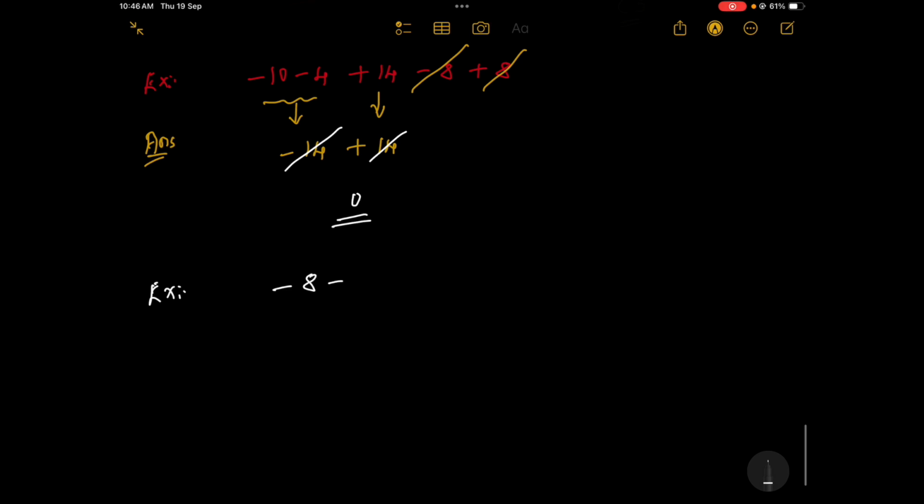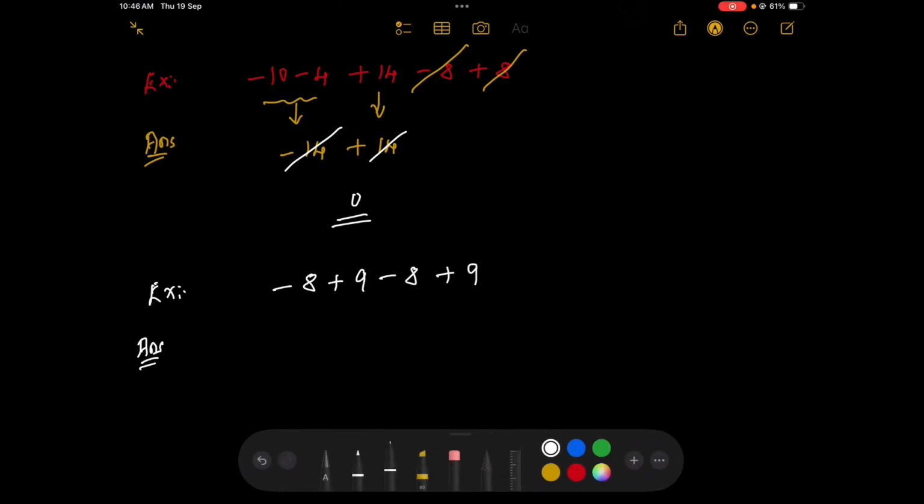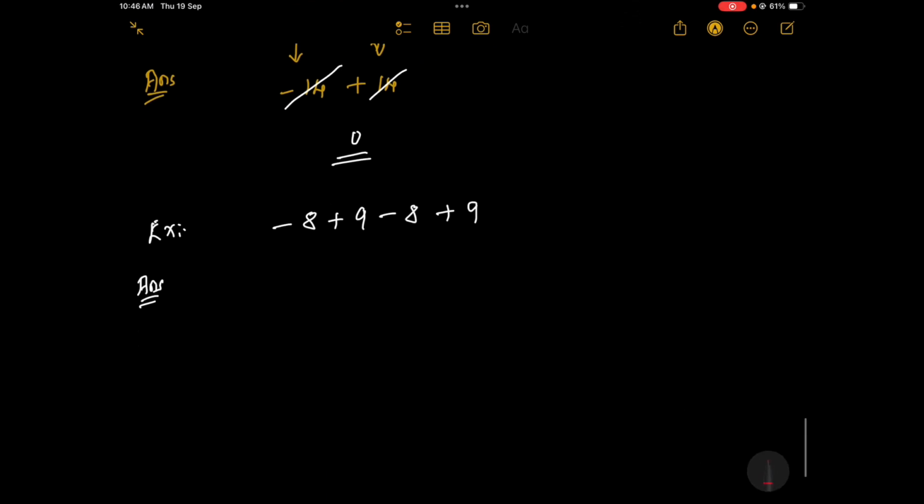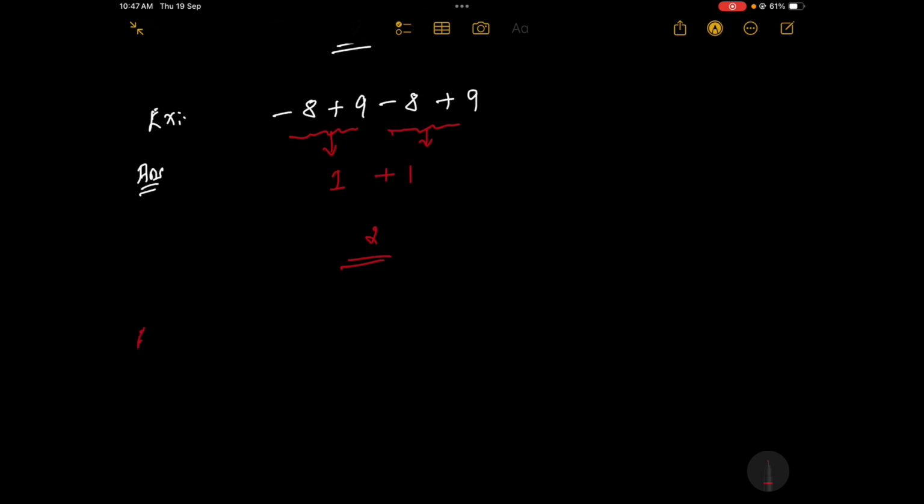Minus 8 plus 9 minus 8 plus 9. So try this one. It's very easy. I'm just doing basic problems. Simple problems I'm solving. What do we get? Got the answer? Okay, I'll take these two. What do I get here? Minus 8 plus 9 is plus 1. We have to subtract and keep the greater number's sign. Same thing here: minus 8 plus 9 is plus 1. What is 1 plus 1? 1 plus 1 is 2, which is the answer. Next one.